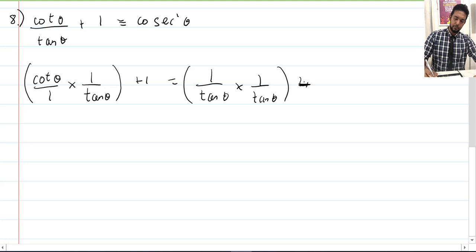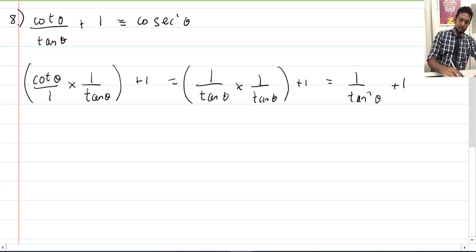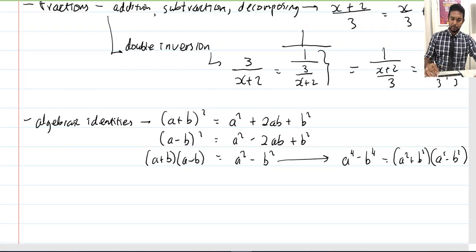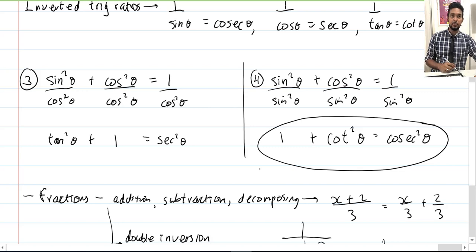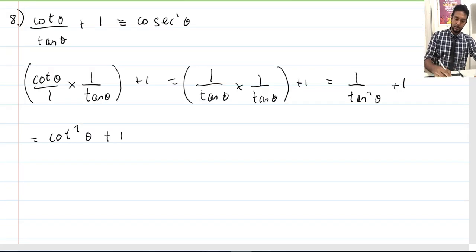And what's 1 over tan theta multiplied by itself? Anytime you multiply something by itself, that's called squaring, right? So what are we going to get? 1 over tan squared, right? 1 over tan squared was cot squared, if I remember correctly. So we have cot squared plus 1. Aha! If we go back to our identities, 1 plus cot squared was cosec squared. So cot squared plus 1 is the same as cosec squared.